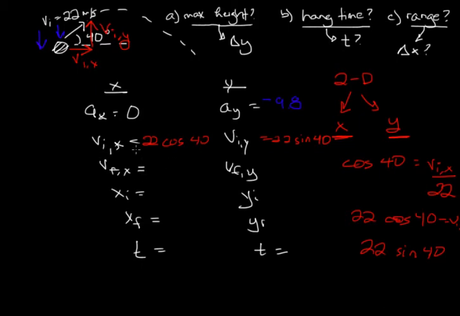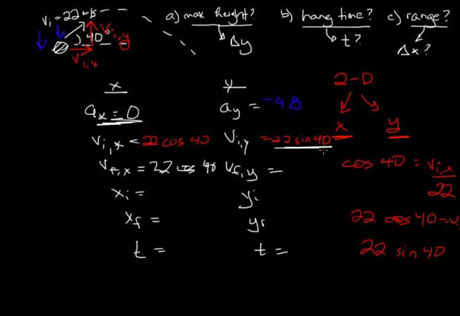Well, let's use our trick, right? If we are starting with an initial velocity in the x of 22 cosine 40, and we have 0 change, right? Acceleration means what is the change in velocity. So if you're starting at something and you don't change it at all, then you are left with the exact same thing, 22 cosine 40. All right, can we do that in the y direction?